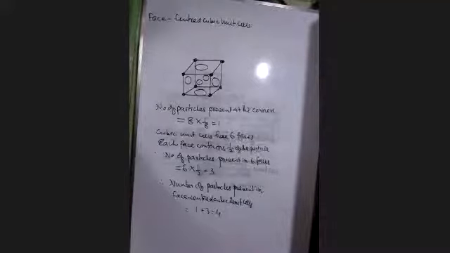Then when you come to the body center, we find one particle is deep inside the body, which is not being shared with any other unit cell. So the number of particles present is 8 × 1/8 + 1. It is 1 + 1 = 2. Then when you go for face-centered cubic unit cell, we know that a cube has 6 faces, and each face incorporates half of the particle within. 6 faces means 6 × 1/2 = 3. 8 corners contain 1 particle, so 3 + 1 = 4.